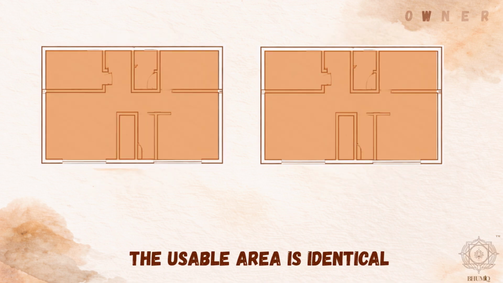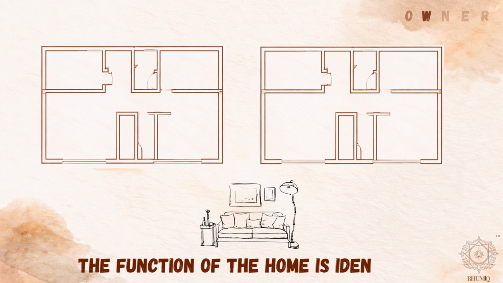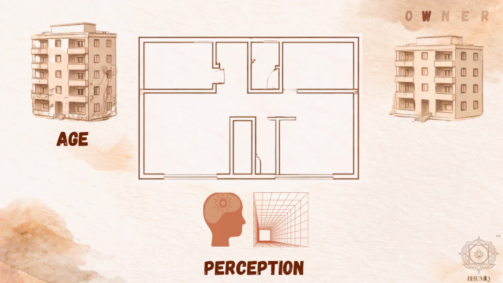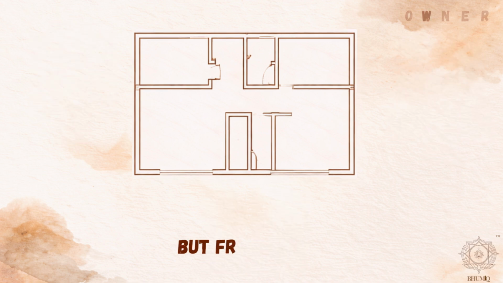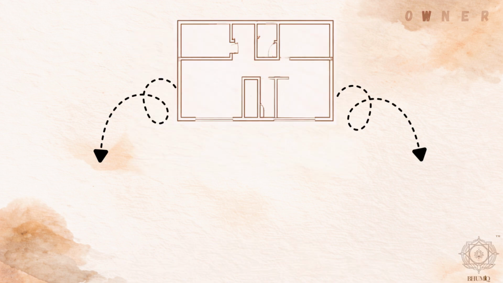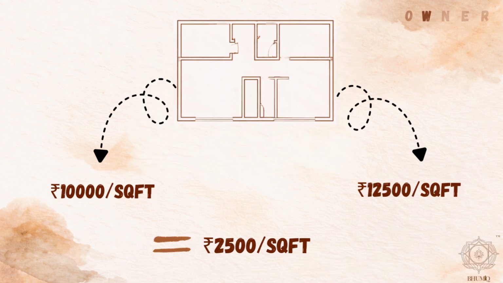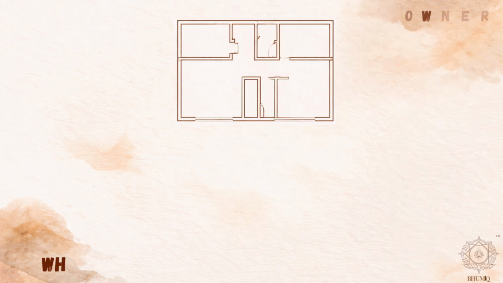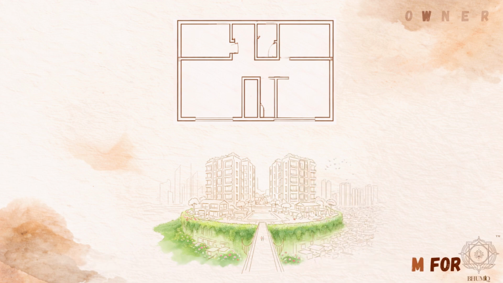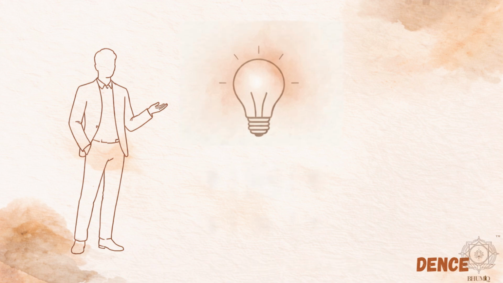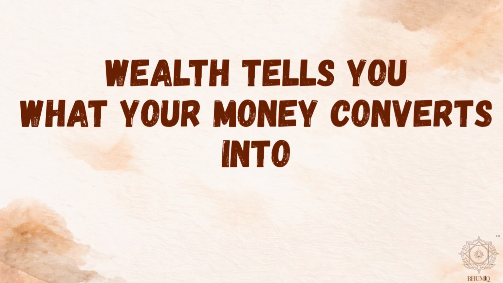The usable area is identical. The function of the home is identical. The difference lies in age, perception, and remaining structural life. But from a pure space to capital perspective, there is a 2,500 rupees per square foot variation. So under wealth, the question becomes, what exactly are you paying the premium for? Clarity in numbers creates financial confidence. Wealth tells you what your money converts into.